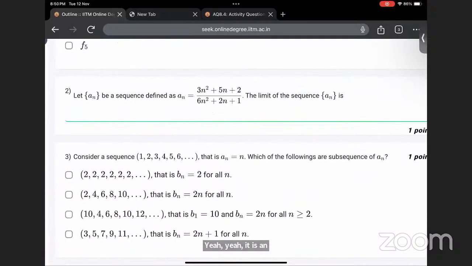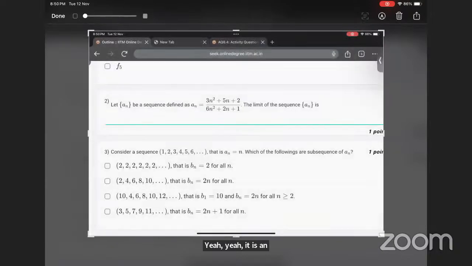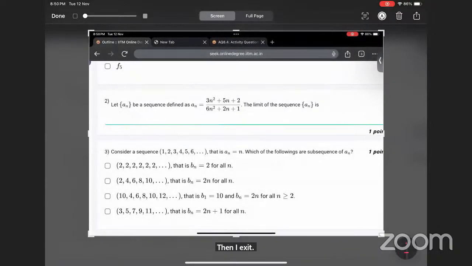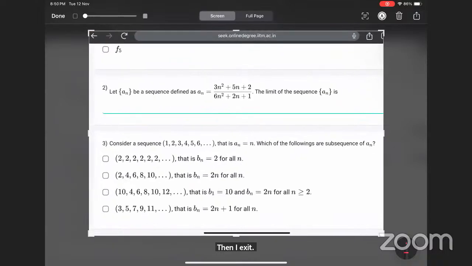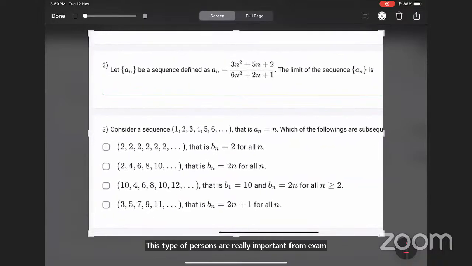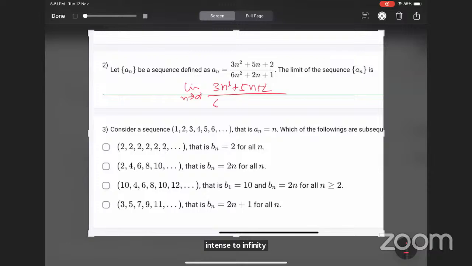Okay, still we can again do this because this type of question, as in number 2, these types of questions are really important from the exam point of view too. So I'm just doing this. If you have this type of thing, then you have to take a factor common, then cancel them out if it is possible. So we have to calculate the limit, that means limit n tends to infinity, 3n squared plus 5n plus 2 over 6n squared plus 2n plus 1.